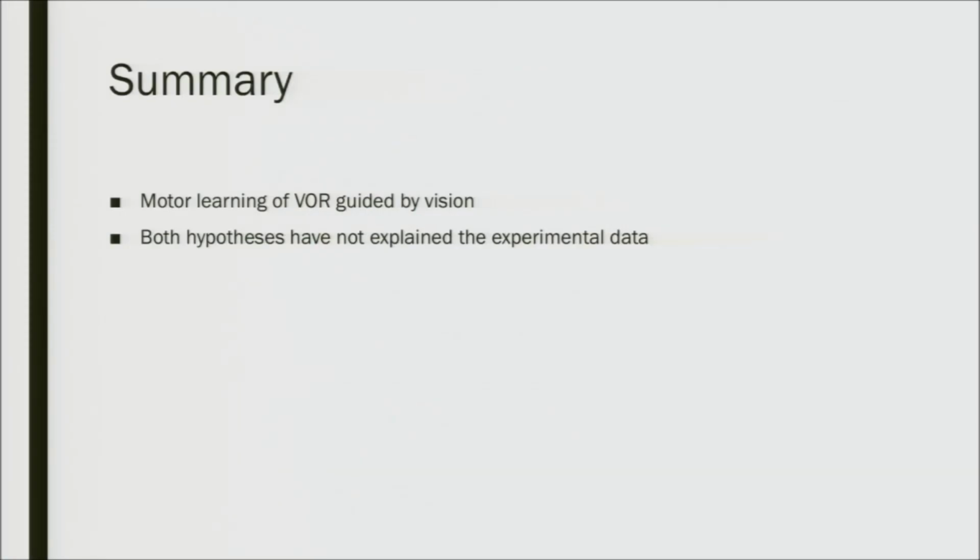So to summarize, motor learning of the vestibulo-ocular reflex is completely guided by vision. So vision is essential. What we know and what we don't know here. Both hypotheses, the cerebellar as well as the brainstem hypothesis, have not been completely explained in experimental data. Hence, probably the slightly confused look on what exactly the topic was. The latest studies indicate that the 8th nerve nuclei might be having these sites.